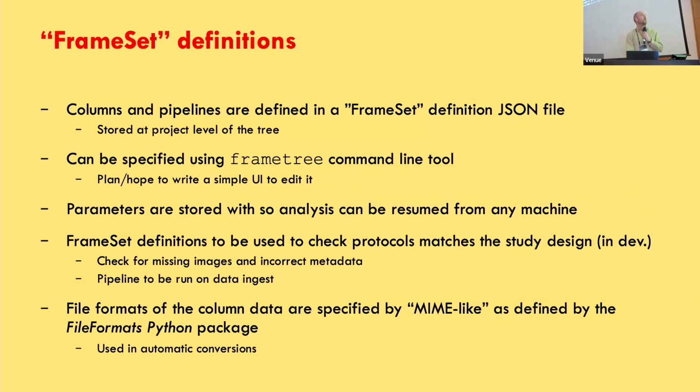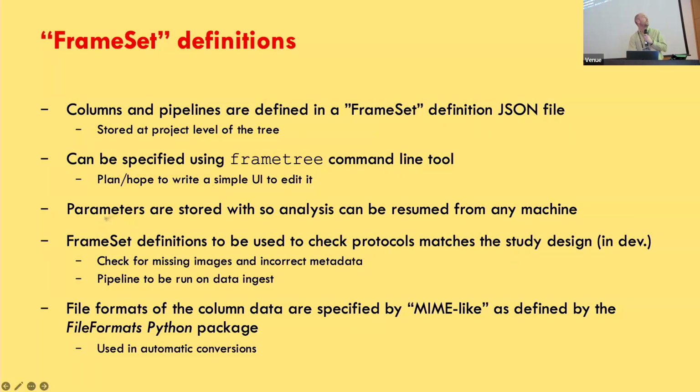And so the definition of these columns and then the pipelines that run them gets defined within a JSON file, which gets stashed away in the project level of the data set. And it can be specified using this Frametree command line tool that I've developed, but I really plan to, or hope to, write a simple UI that can be integrated with XNAT, for example, to allow users to set up these columns and analysis.